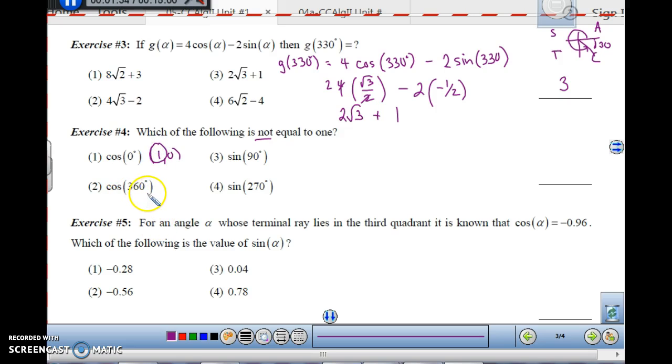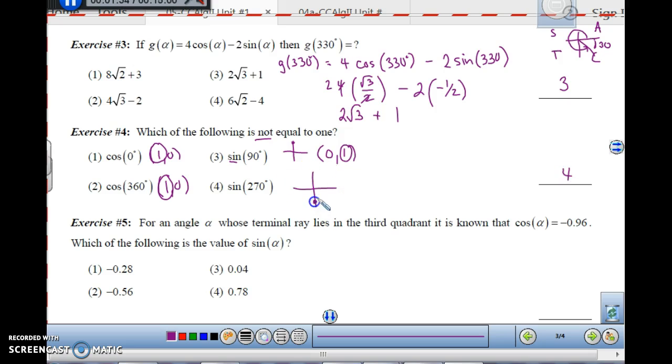Alright, cosine of 360, you'd still be at (1, 0). It's one complete revolution, so that's also going to equal 1. Alright, sine of 90 degrees. If you're at 90 degrees, you're up here. What coordinate are you at there? You are at (0, 1), okay? But sine is the y-coordinate, so that's also going to be 1. All right, so that leaves sine of 270 as my answer, but let's see why.